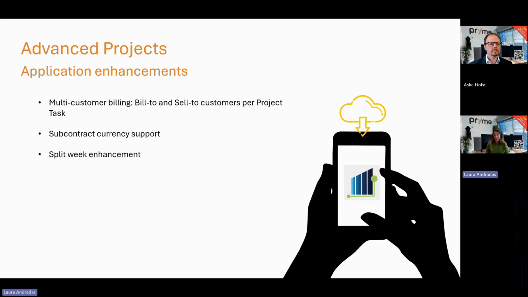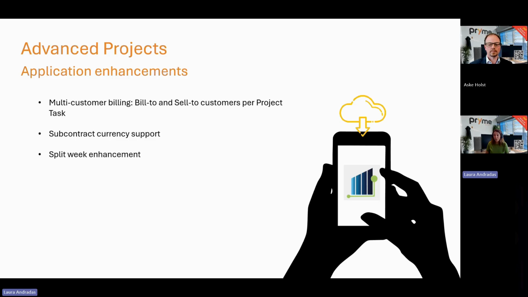The first update has to do with multi-customer billing. So when projects involve multiple customers, you can now specify the bill to and sell to customers per project task line. Besides that, you can use currency with subcontracts.